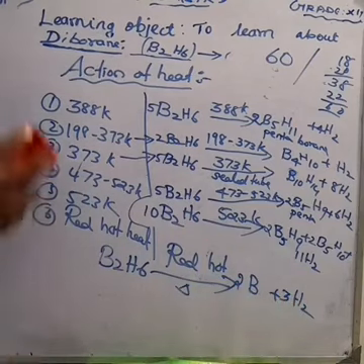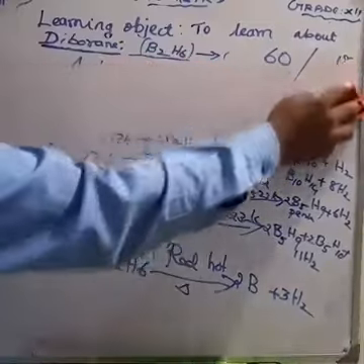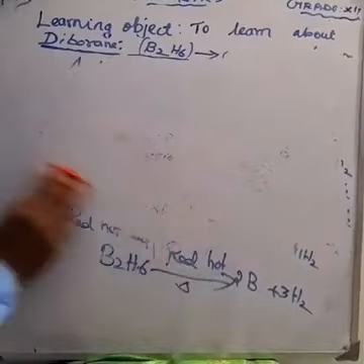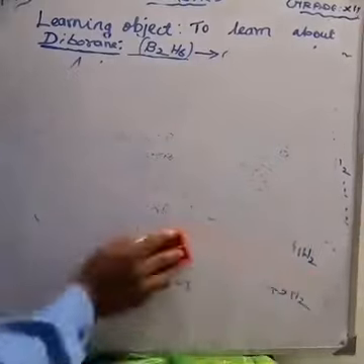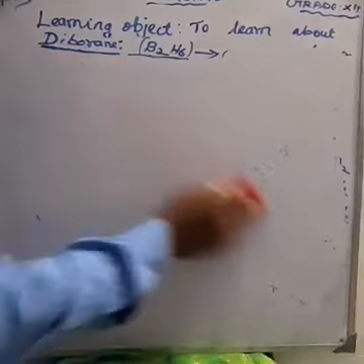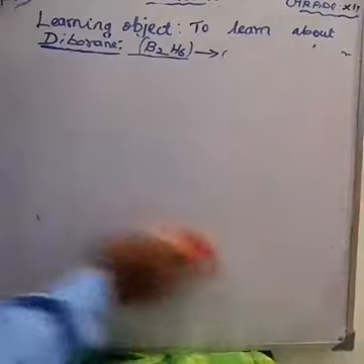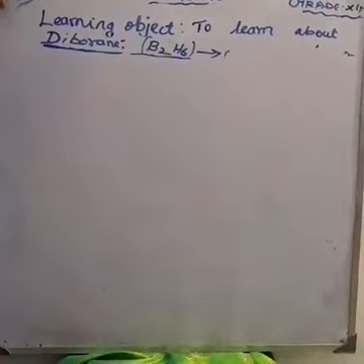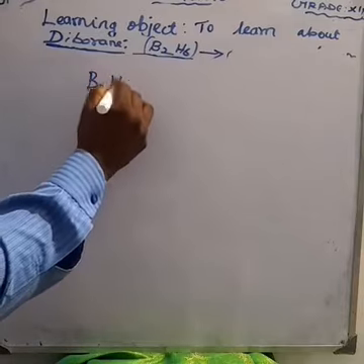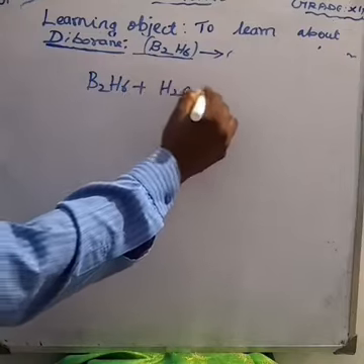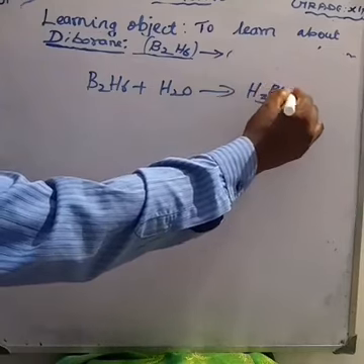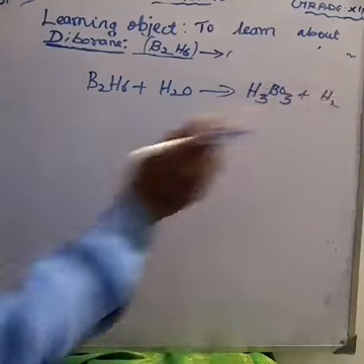Next, diborane reacts with water to give boric acid. Again, diborane reacts with alkali solution, we get sodium metaborate. So we can write the equation B2H6 plus water, that is, diborane reacts with the water, we get, what is the formula of boric acid? H3BO3, and also we get hydrogen.